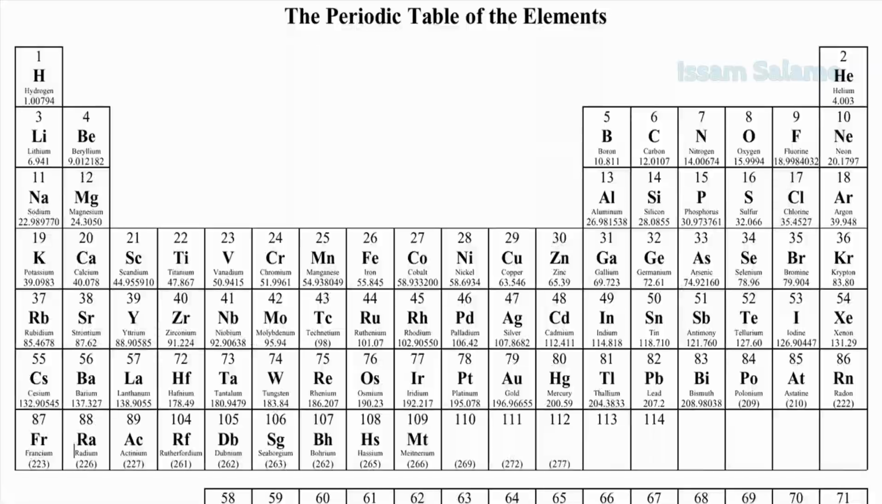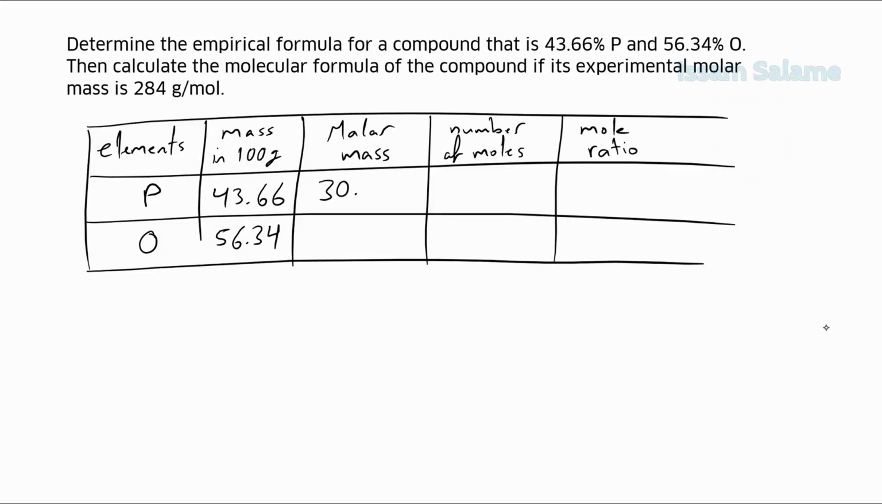Then we find their molar mass in the periodic table. Since we have 2 decimals here, we're going to find the molar mass for phosphorus to the nearest hundredth. It's going to be 30.97, while the molar mass for oxygen to the nearest hundredth is going to be 16. Then we find the number of moles by dividing the mass by the molar mass. The number of moles for phosphorus is 1.41, while the number of moles for oxygen is 3.52.